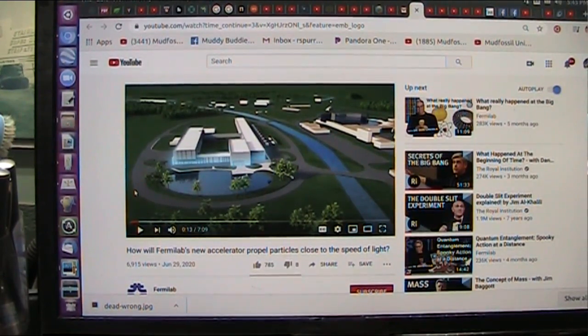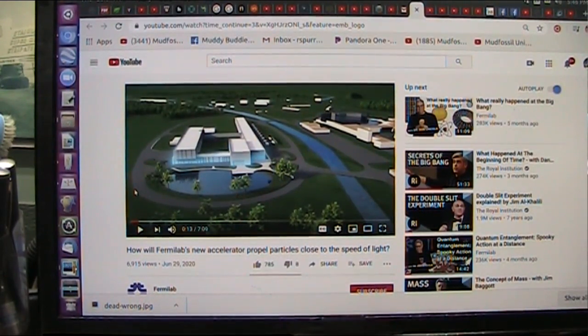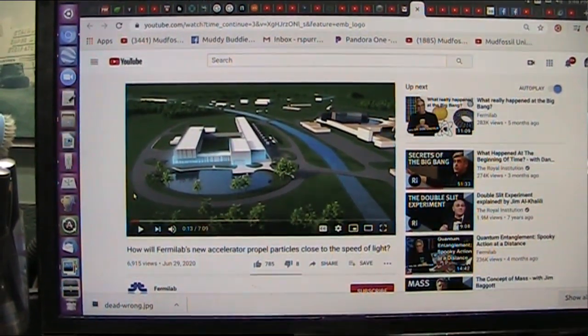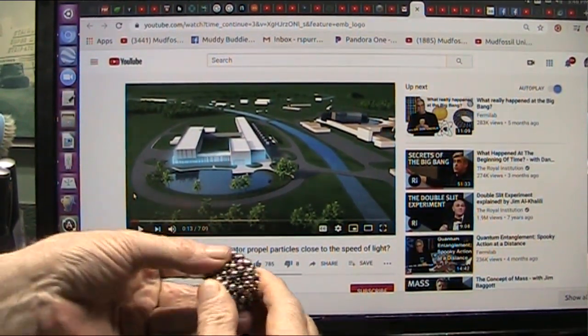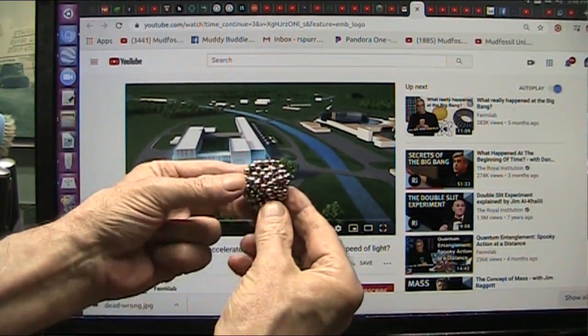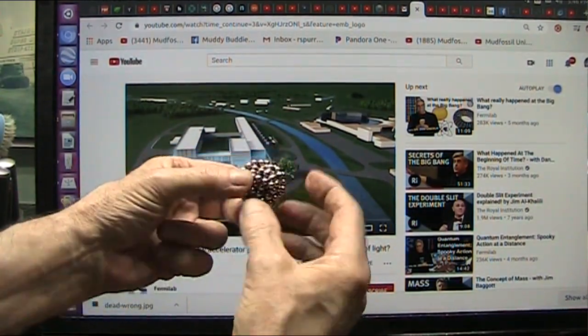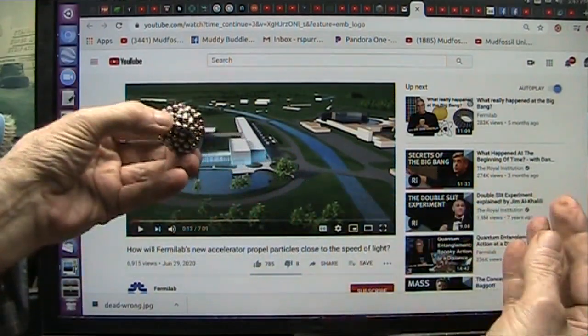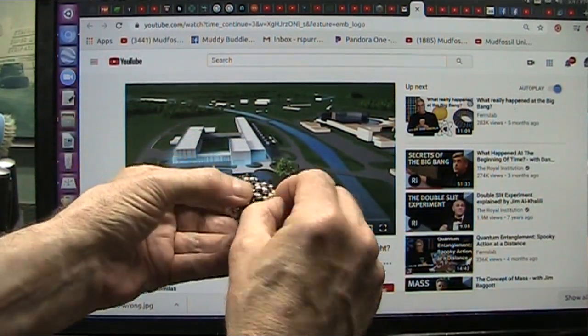Well, if you started with light, which is the smallest particle, you're already at the speed of light. And then if you could accelerate that, what would you get? Well, I can show you what you get. Remember now, electron flood theory says that Fermilab is smashing gigantic, huge, thousands and thousands of particles together and then digging through the debris.